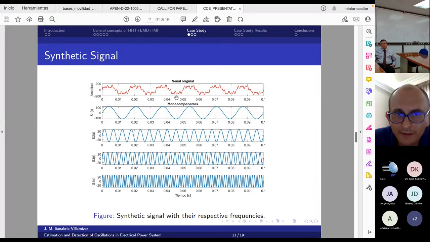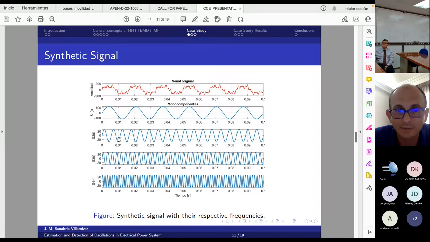First, we apply the method to the original signal. This is the original signal. This is a typical behavior from a modern power system. Now, you can see here the intrinsic mode functions. You can see different frequencies in each intrinsic mode function. And this is the goal of the method. It separates the frequencies in different components.